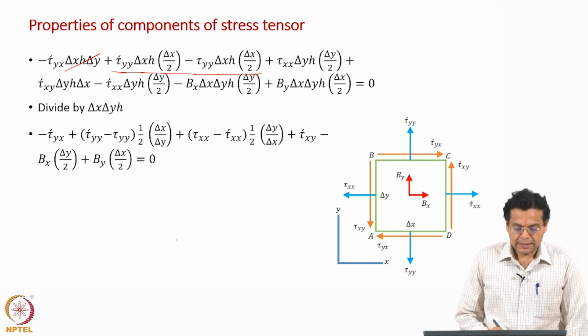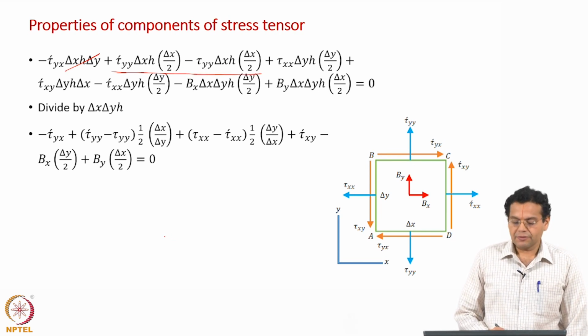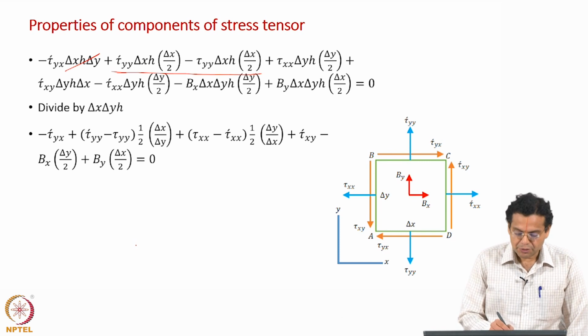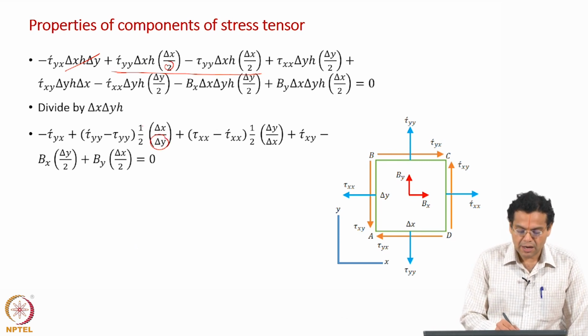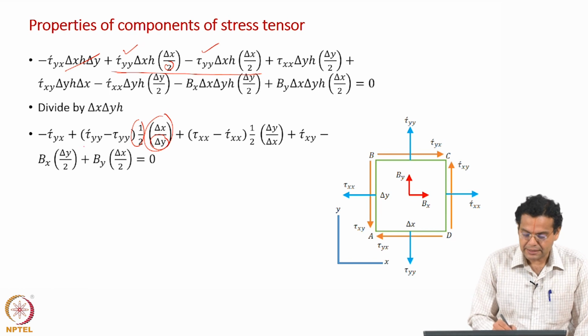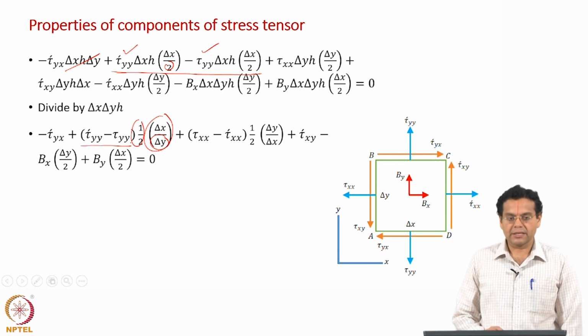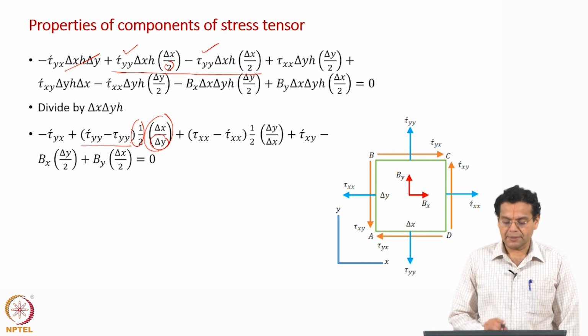terms, delta x cancels off, h cancels off, you are left with delta y in the denominator, okay, and you have this half here. So, half into delta x by delta y, and this is positive, this is negative, that is why I have written it taking this as a common factor, tau dash y y minus tau y y into half delta x by delta y.